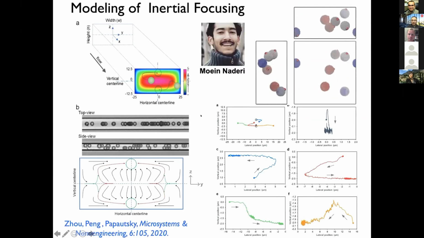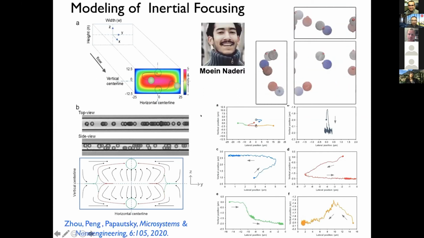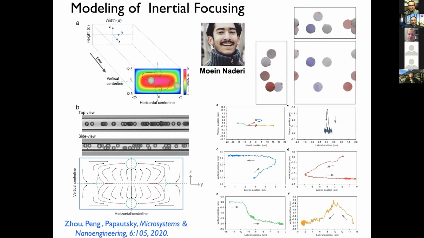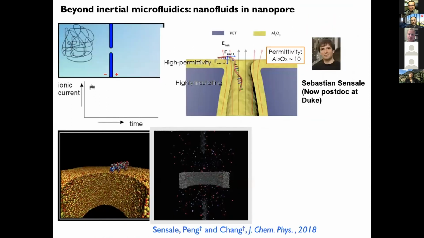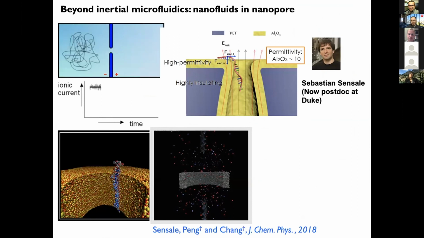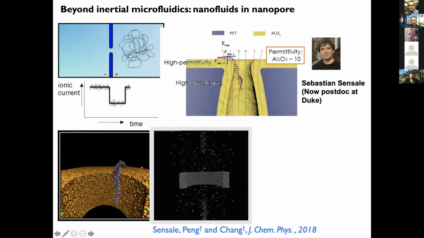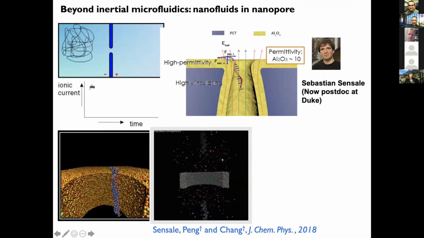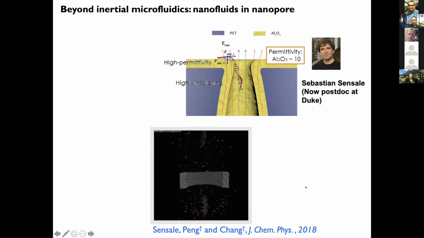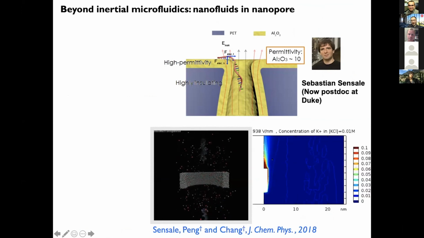So my new student Moyin is working on this topic of separation of cancer cells and other biological samples using inertial microfluidics. That's in microfluidics. We even work on nanofluidics at an even smaller scale, for example, nanopore sequencing of DNA and proteins. My student Sebastian is actually using molecular dynamics to simulate how the DNA passes through the nanopore, how it causes different signal differences, and what the ion concentration change around this DNA is.